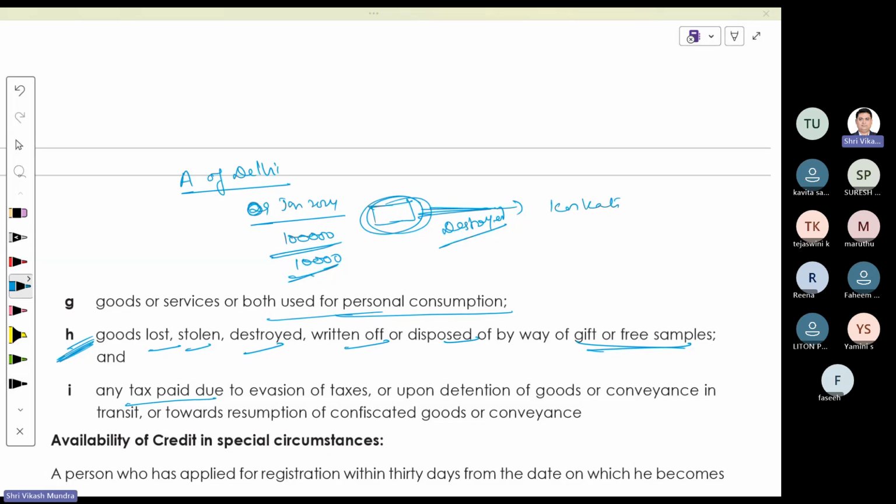Now, any question from this session? No, sir. Kavita? Now, can anyone list the conditions to claim ITC? What are the basic conditions to claim ITC? Anyone? Licton, please suggest. Mr. Licton. Suresh, what are the basic conditions to claim ITC?